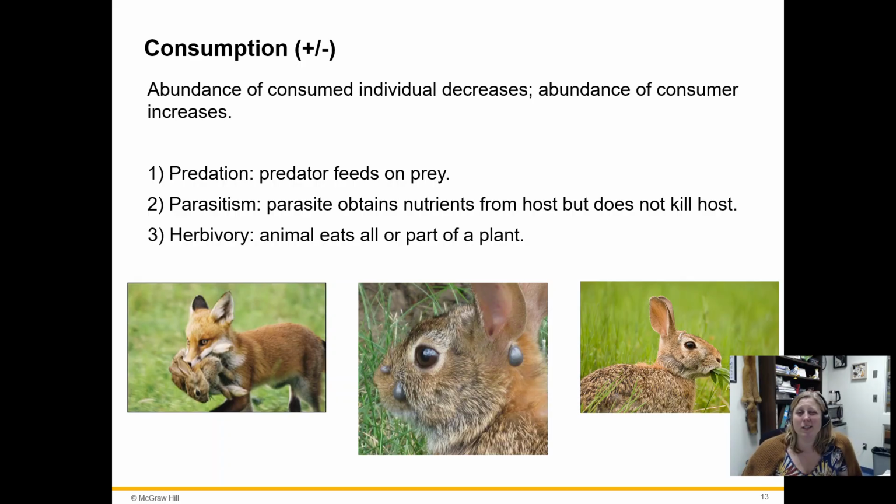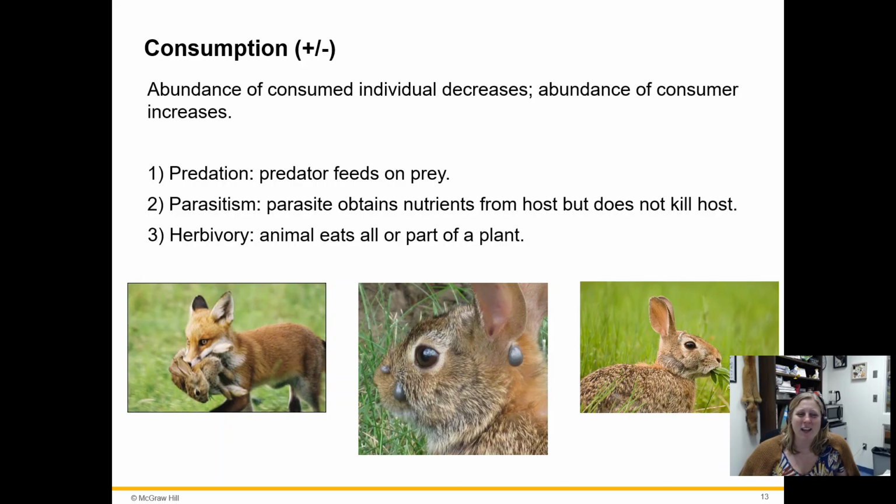So there are three kinds of consumption. And again, parasitism kind of straddles symbiosis, which is a kind of biotic interaction, but we're going to lump it into consumption because something is being eaten. Okay. You have predation, where a predator feeds on prey, like a red fox eating a rabbit. You have parasitism, where the parasite gets nutrients from the host but doesn't kill it, like ticks on a rabbit. And you have herbivory, where an animal eats all or part of a plant, like a rabbit eating grass. And yes, I absolutely had to do rabbits for all three of these because they play roles in all three of these areas.